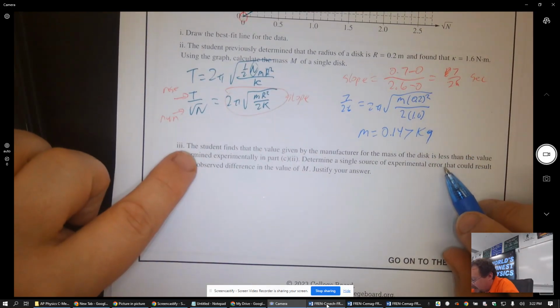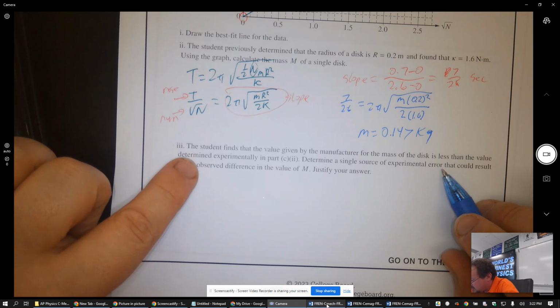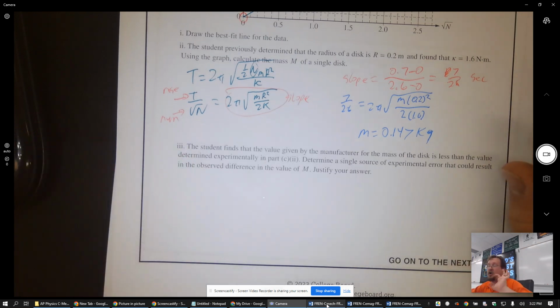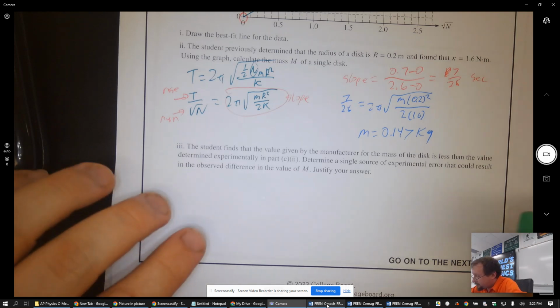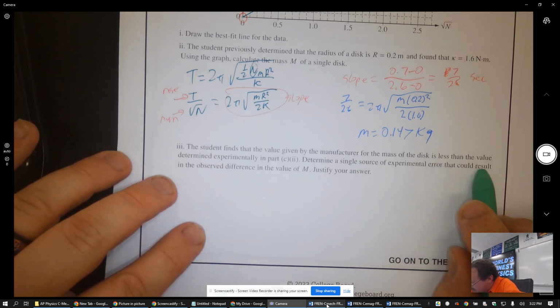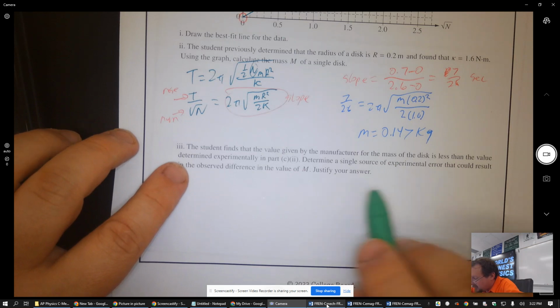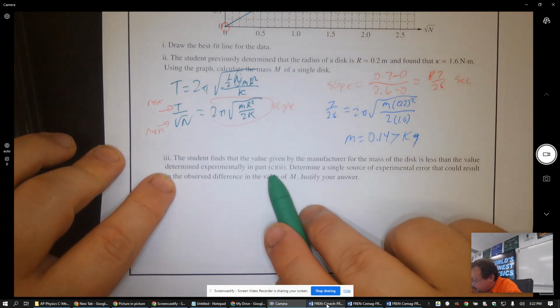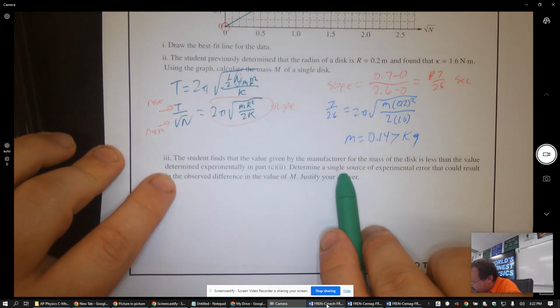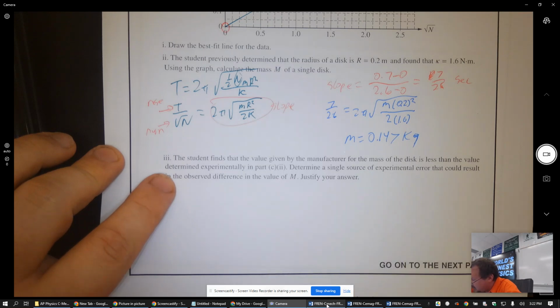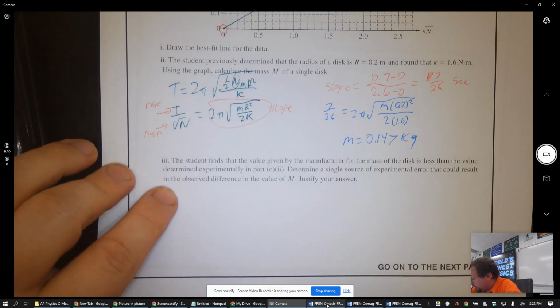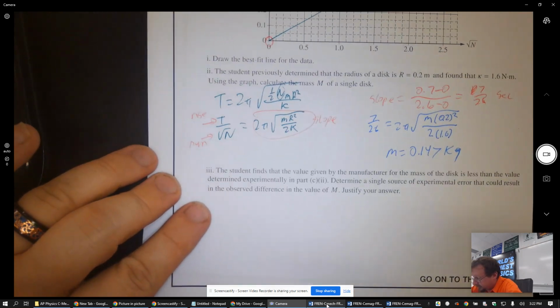Okay, the student finds a value given by the manufacturer for the mass of the disc. There's no good place this can go. I haven't read the rest of it, and I'm already pissed. It is less than the value determined experimentally in part C. I'm so bad at this. In C2, determine a single source of experimental error that could result in the observed difference.